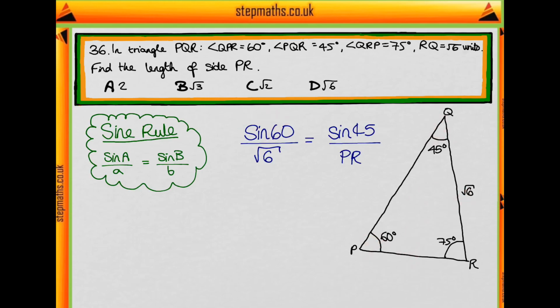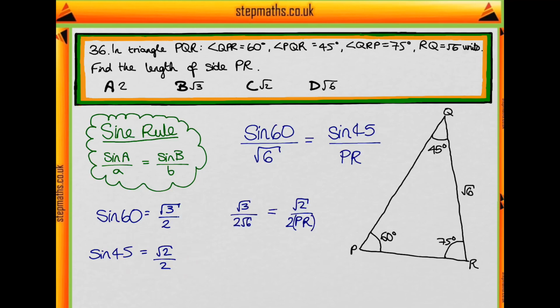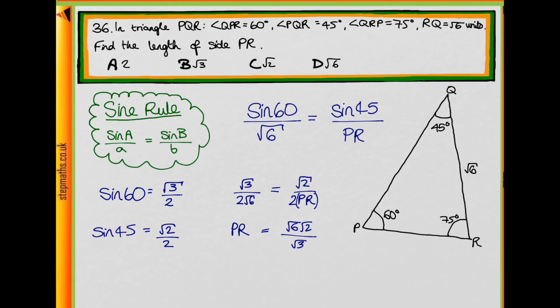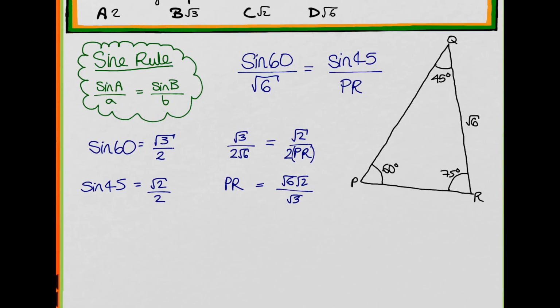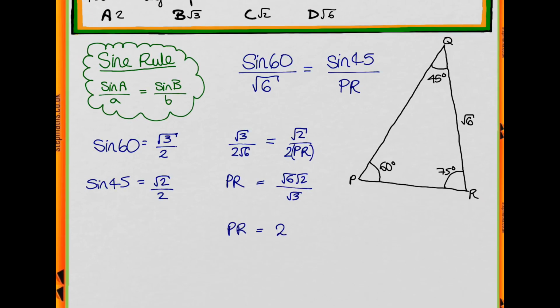Can you remember what sine of 60 and sine of 45 are? Sine of 60 is √3 over 2, sine of 45 is √2 over 2. So we substitute those into our equation here, and we're just going to rearrange for PR, which is √6 √2 over √3. Notice that √6 is the same as √2 √3, so the √3's cancel, and we get √2 times √2 on the top, which is just 2. So our answer is A.